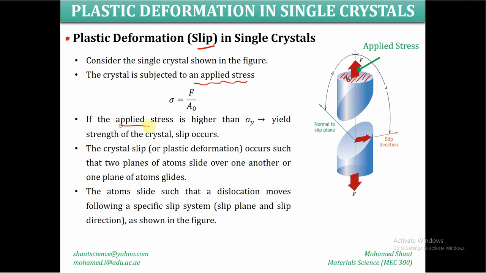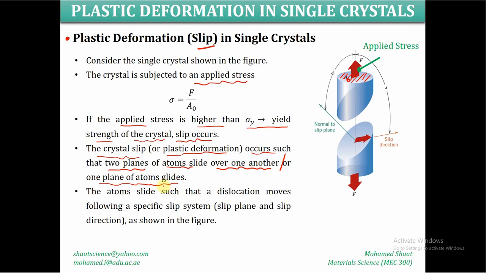If this applied stress is higher than the yield strength of the material, definitely the material is going to exhibit some plastic deformation. And as we said, the plastic deformation indicates a slip. This indicates a dislocation motion. It means that a slip will occur. The crystal slip, or the plastic deformation, is going to take place such that two planes of atoms glide over one another, or the other option, that one plane is going to glide.